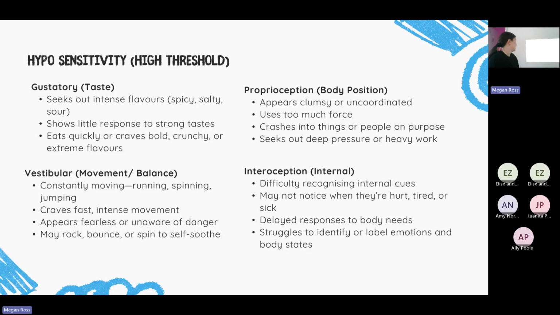Vestibular and proprioception, this is what we may see a lot. And when we think about sensory seeking, this might be what we think of. So constantly moving, running, spinning, jumping, wanting to get that movement, vestibular information, that swinging, the moving around, jumping up and down, craving that fast, intense movement, appearing fearless or unaware of danger, may rock, bounce, or spin to sort of self-soothe or get whatever information they need.